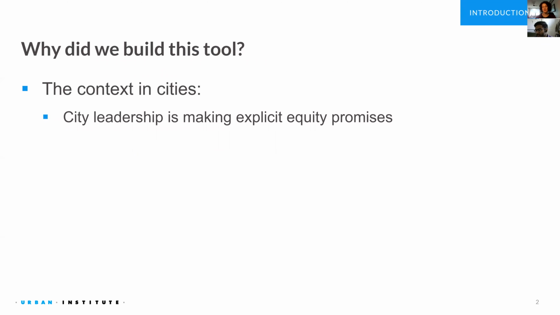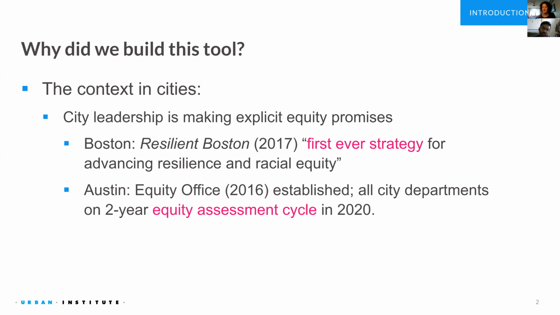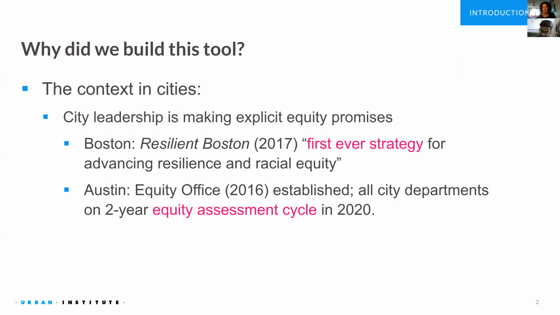So one trend that we're seeing across cities is city leadership making explicit equity promises. For example, in the city of Boston, launching their Resilient Boston first-ever strategy for racial equity in 2017. In the city of Austin, creating their equity office that is putting all city departments through a 2-year equity assessment cycle. We're seeing cities take these new strategies to really incorporate a racial equity lens into their work.